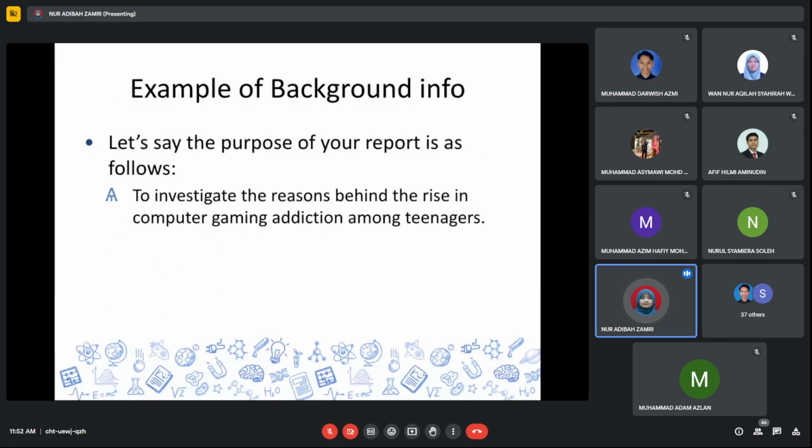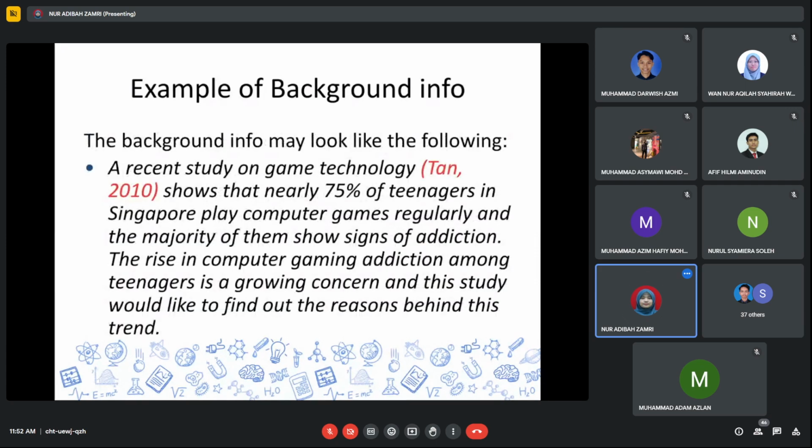Next, this is an example. Let's say the purpose of your report is as follows: to investigate the reasons behind the rise in computer gaming addiction among teenagers. So this is the purpose. Basically you need to find only one purpose. This is basically the example of background.